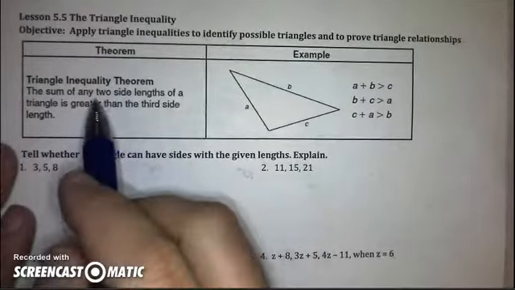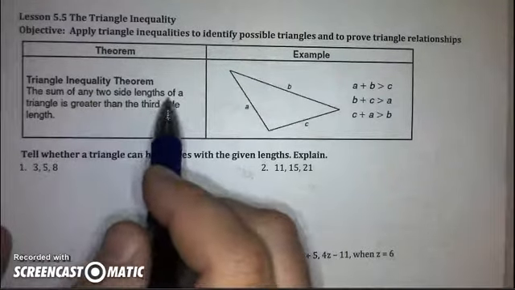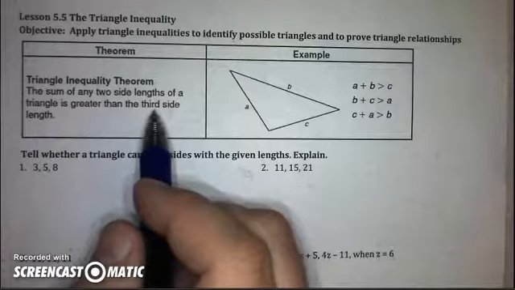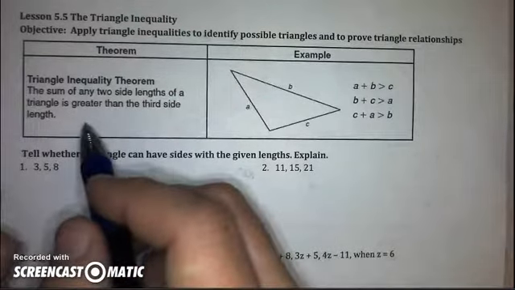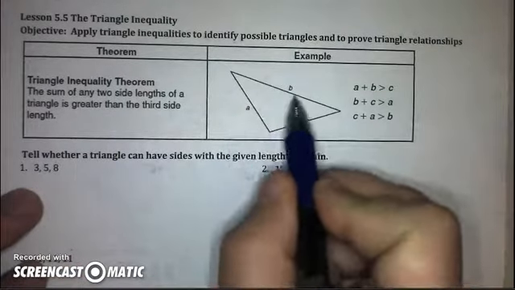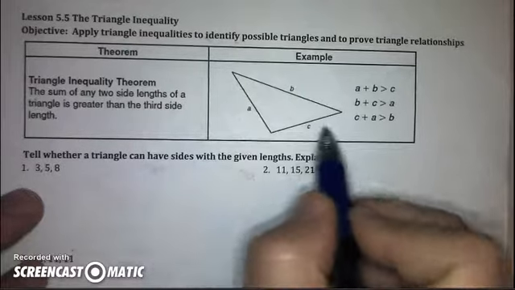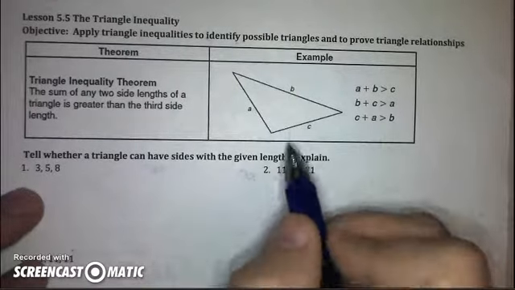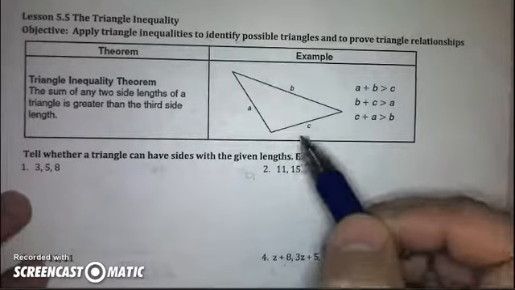The triangle inequality theorem states the sum of any two sides of a triangle has to be greater than the third side length. All right, and we'll look at why this exists the way it does tomorrow, but in this example, if I were to add A and B, that would have to be more than C for it to be a triangle. If I were to add A and C, or C and A, that has to be more than B, and the same thing for these two. B and C have to be more than side A.